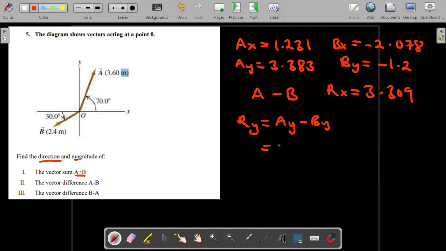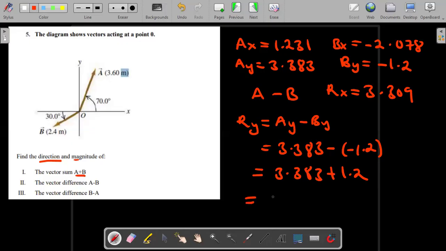My AY is 3.383 minus the BY, which is negative 1.2. This is going to give me 3.383 plus 1.2, which is equal to 4.583. So this is my RY, the resultant for the RY.